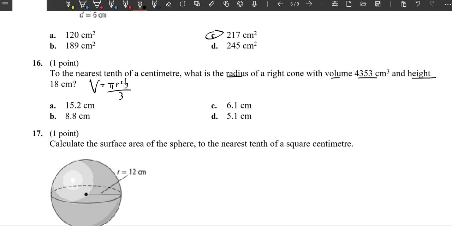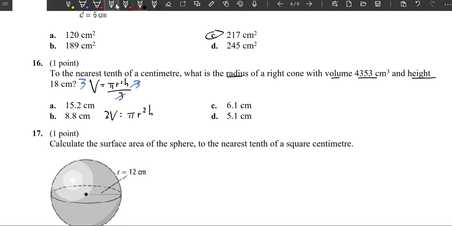If we have v equals pi r squared h over 3, I want to isolate r. I can do that either by plugging in all of the numbers until I just have something equal to r squared, or I can do that algebraically ahead of time. It's best if I do it algebraically ahead of time. So if I multiply both sides by 3, by 3 and by 3, these ones will cancel, and I'll be left with 3v is equal to pi r squared h.